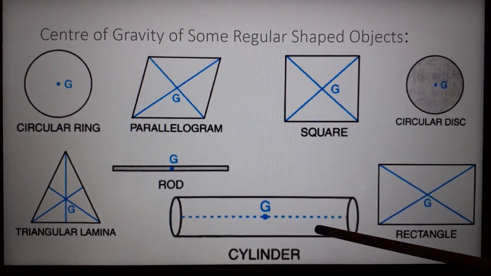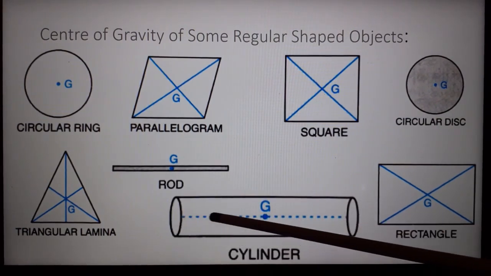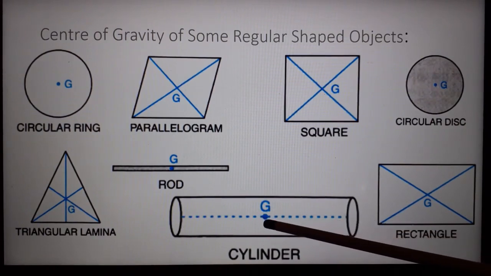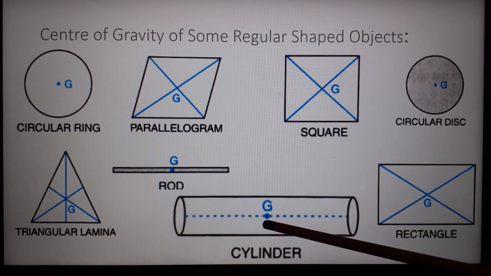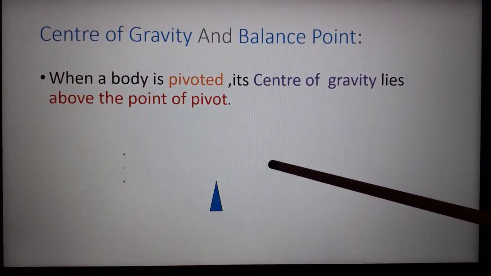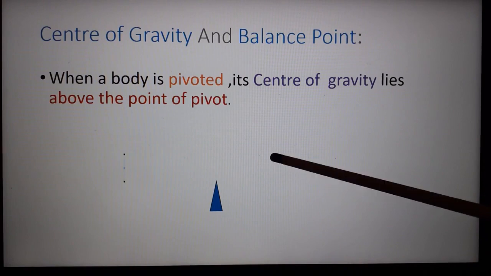Then next is a cylinder. See, clearly we have drawn the axis here. The midpoint of the axis of the cylinder gives you the center of gravity. Now, center of gravity and the balance point. This is a very important topic.